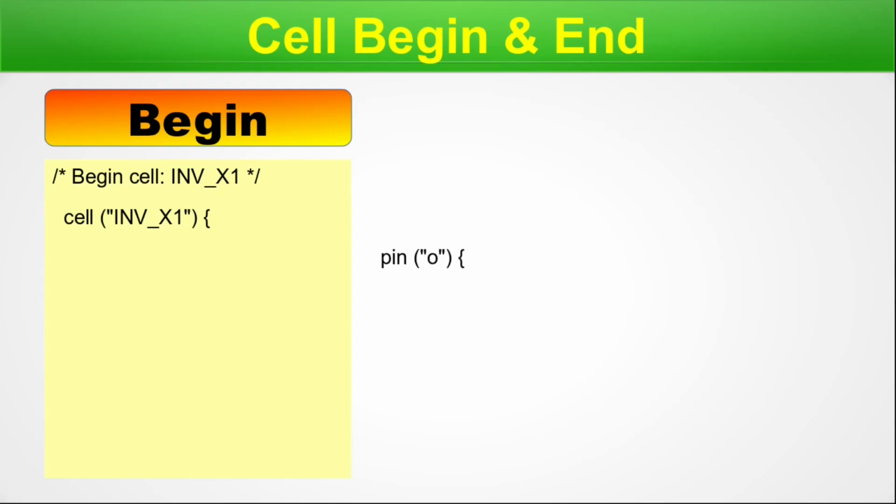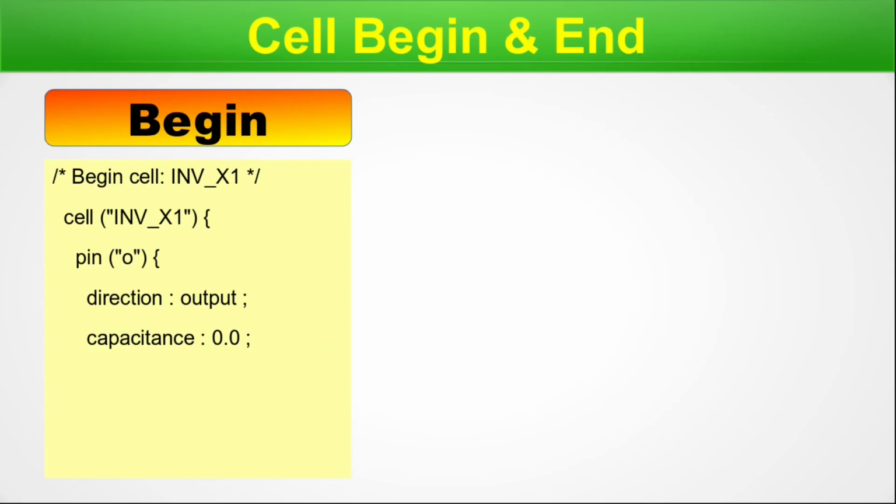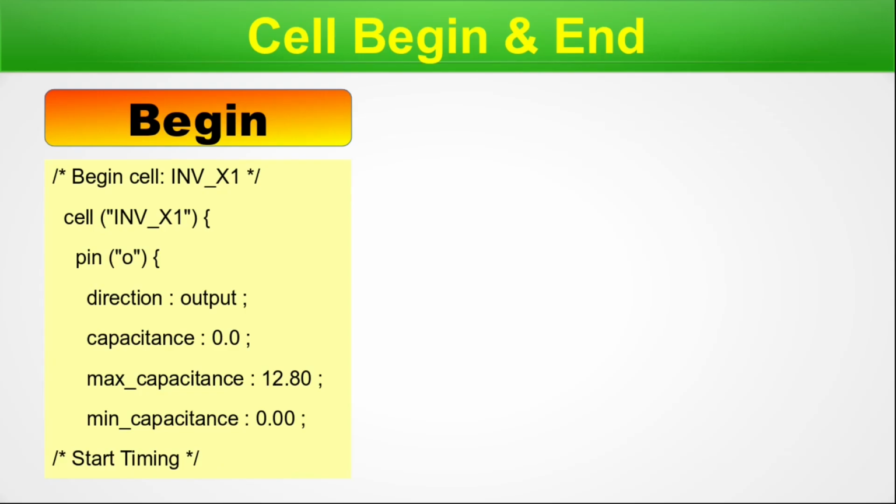So the begin section of the cell, here goes our example. Begin cell, this is a comment: inverter x1. So it's an instance name x1 and the type is inverter. Cell inverter_x1. Then pin O, direction output, capacitance 0.0, max capacitance 12.80. Now here we define the capacitance values, and the capacitance unit we have already defined in the header section. Min capacitance is 0.0. Start timing. After these definitions, the timing section inside the cell will begin.